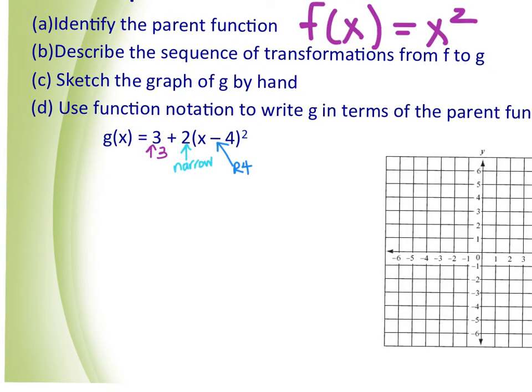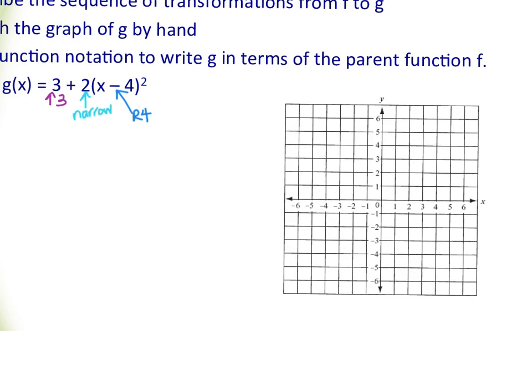So now I'm going to go to my graph. I'm going to go to the right 4. I'm going to go up 3. There's my vertex. I know it's narrow, and I know it's positive, so it's pointing up.